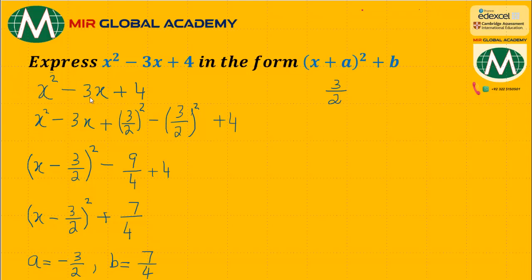The second step is that this is the middle term. We always divide the middle term by 2. So when we divide the middle term 3 by 2, it is 3 over 2. So no need to simplify further.